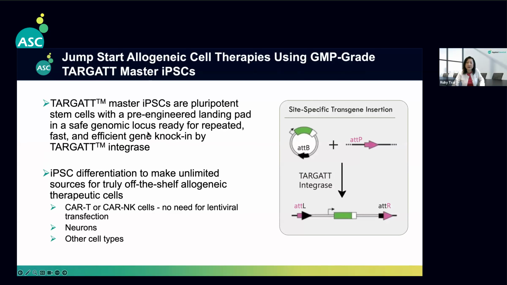And so I want to spend a couple of minutes just to talk about this. So we have created a target master cell line that can really jumpstart allogeneic cell therapy. This is a GMP grade iPSC line. This iPSC line basically contains a target landing pad, so that's ready for repeated, fast, and efficient gene knock-in using our technology. And as you know, iPSC has the potential to differentiate and make a limited source for truly off-the-shelf allogeneic cell therapies.